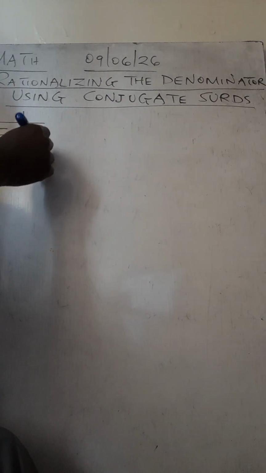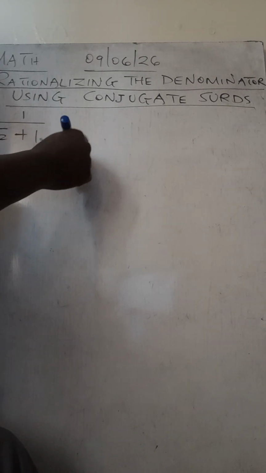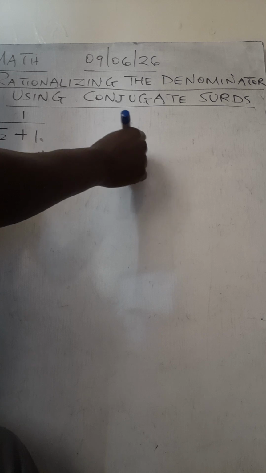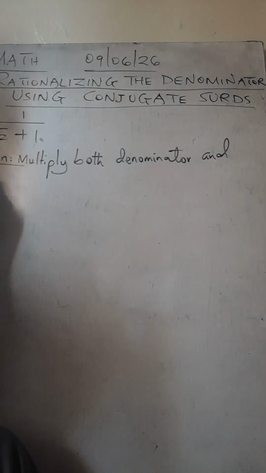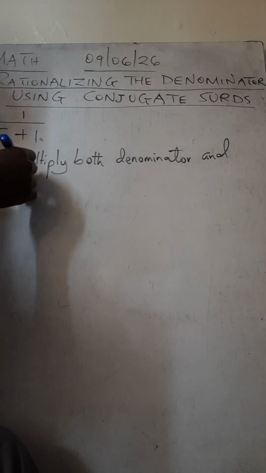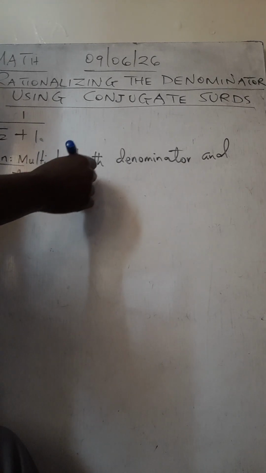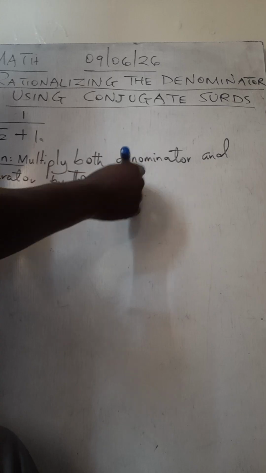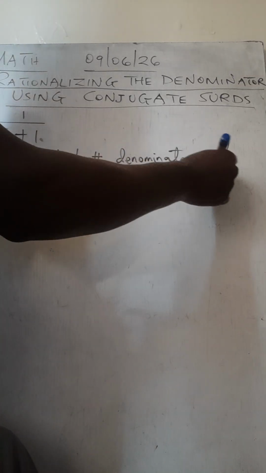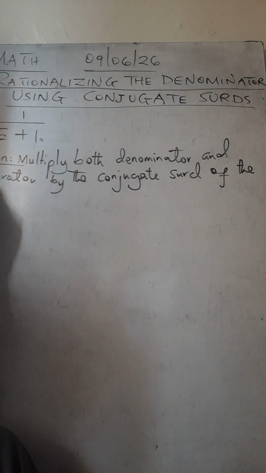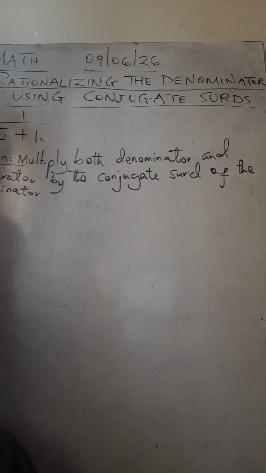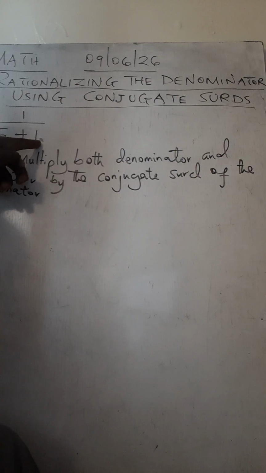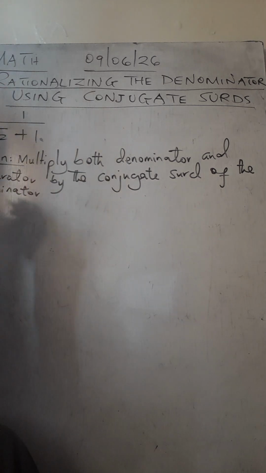So multiply both denominator and numerator by the conjugate surd of the denominator. Now, since this one is root 2 plus 1, its conjugate surd is going to be root 2 minus 1. Just change this sign.